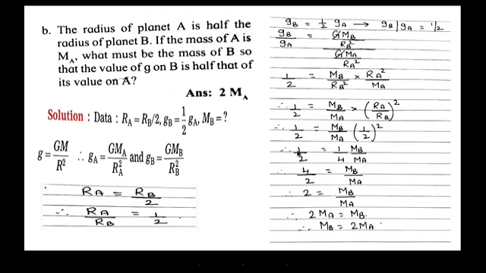Okay, so 4 goes on the other side. We have 4 upon 2 is equal to mb upon ma. So 4 divided by 2 is 2. So mb upon ma is 2. So ma goes on the other side. We have mb is equal to twice ma. That means the mass of planet B should be twice the mass of planet A.